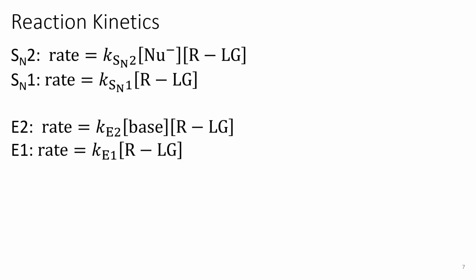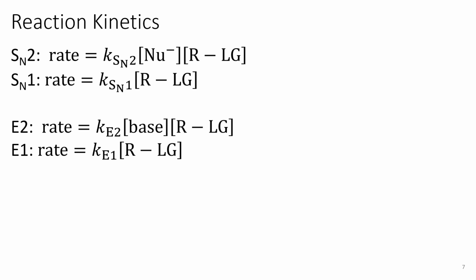Where with our E1 rate law, the rate is equal to the K value times just the substrate with the leaving group. Because remember, again, in our E1 mechanism, it is unimolecular. The leaving group just leaves in the first step of our mechanism, and then the base comes in and we form the alkene. So because of that, we have a unimolecular rate law.